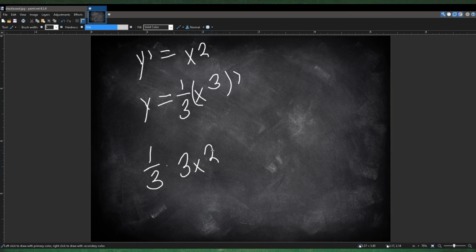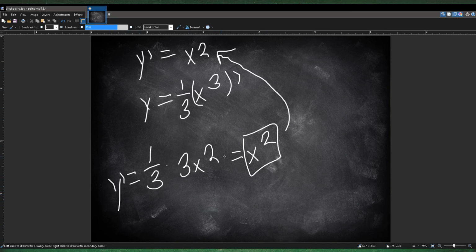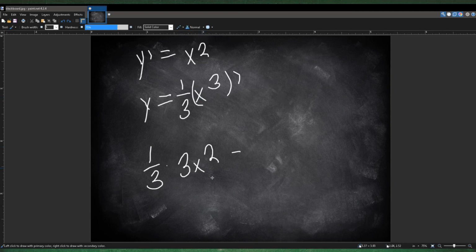So the derivative of x to the power 3 is 3x squared. 1/3 times 3 is just 1, so that just leaves x squared. This is the same thing, right? x squared is equal to x squared. This is the derivative, so it's the same idea, and this is our original equation.